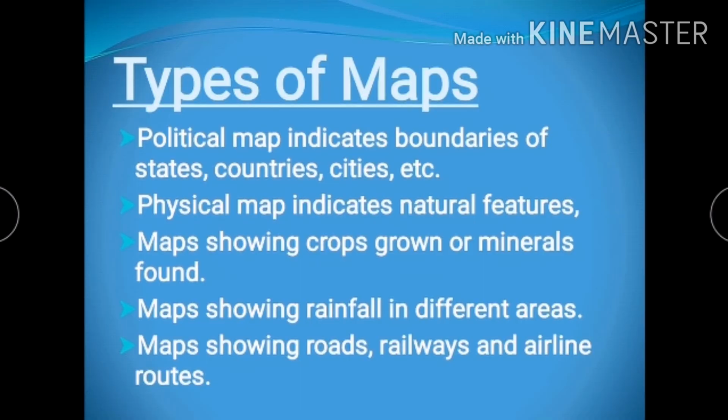So these are the points that we have discussed in types of maps. Political maps indicate boundaries of states, countries, cities and so on. Physical maps indicate natural features. Maps showing crops grown or minerals found. Maps showing rainfall in different areas. Maps showing roads, railways and airline routes.